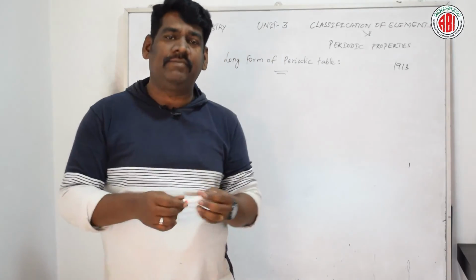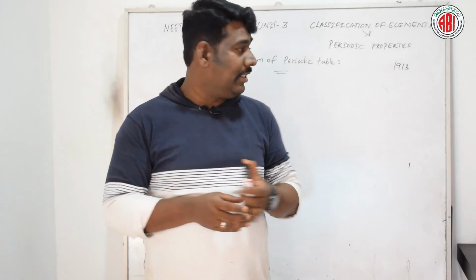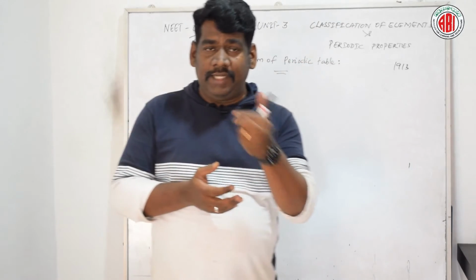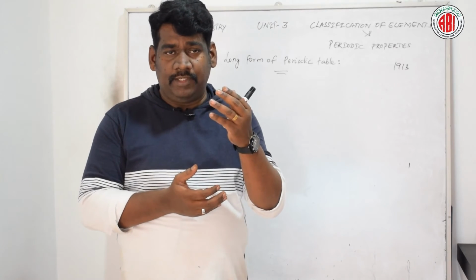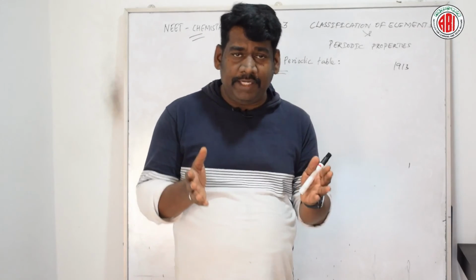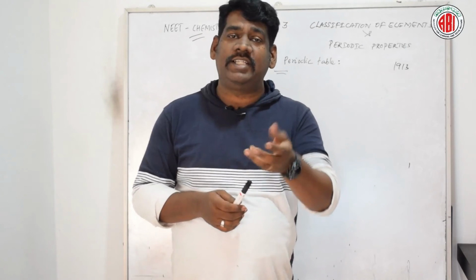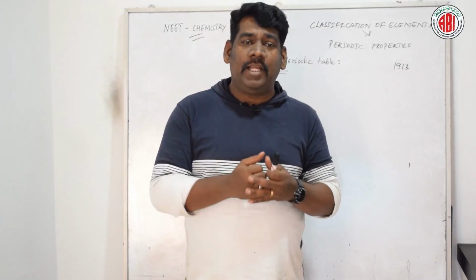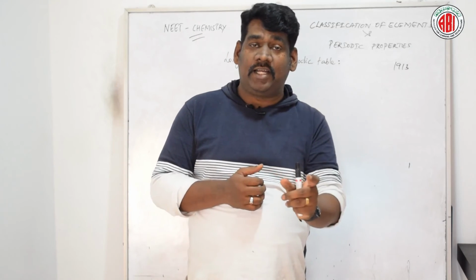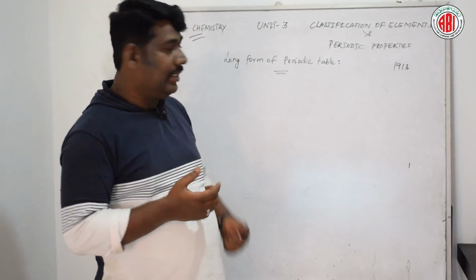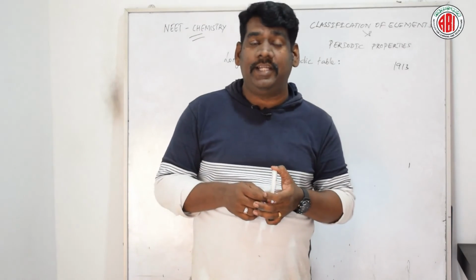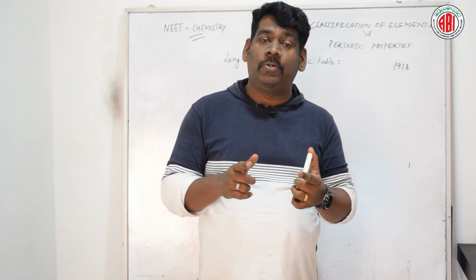With the acceptance of this atomic number theory based on Moseley's X-ray experiment, the modern periodic table could be framed. This modern periodic table has a law which states that the physical and chemical properties of the elements are periodic functions of their atomic number, not atomic mass. This is the major principle based on which the periodic table was framed.